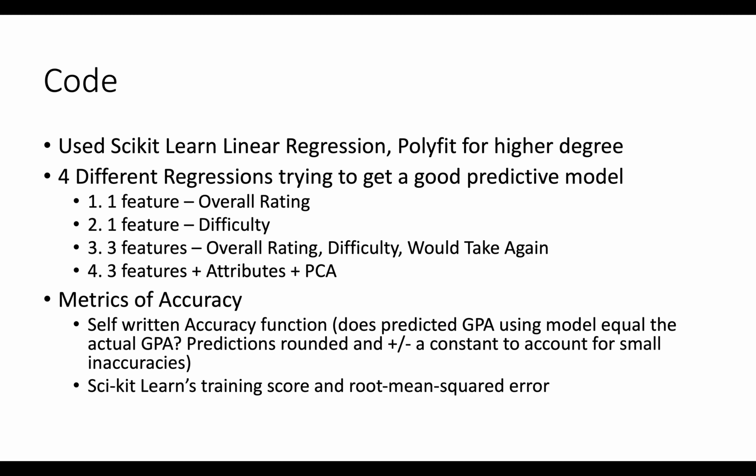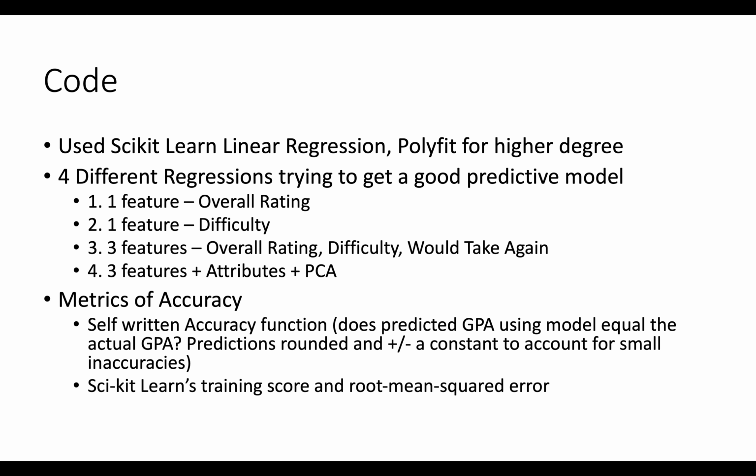So in the code to do the linear regression, where I was trying to predict GPA based on some features, I used scikit-learn's linear regression package and their polyfit for higher order polynomial fitting. So I did 4 different regressions to see which one would get the best predictive model. The first one was one feature with the overall rating versus GPA. Second was one feature with difficulty versus GPA. The third was 3 features of overall rating, difficulty, and the would take again, which is just the percentage of people that would take that professor's course again. And then 4 with those 3 features plus all of the professor attributes plus PCA dimension reduction.